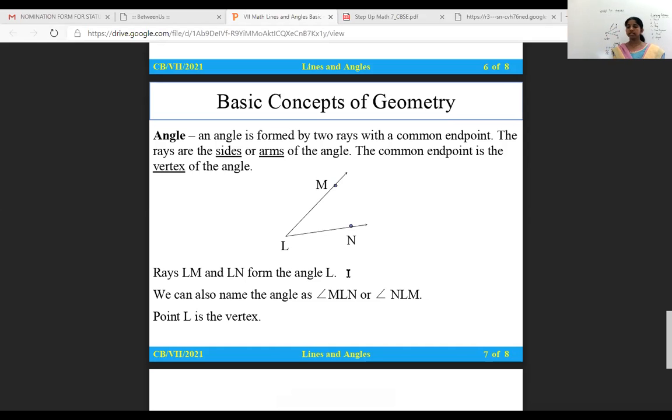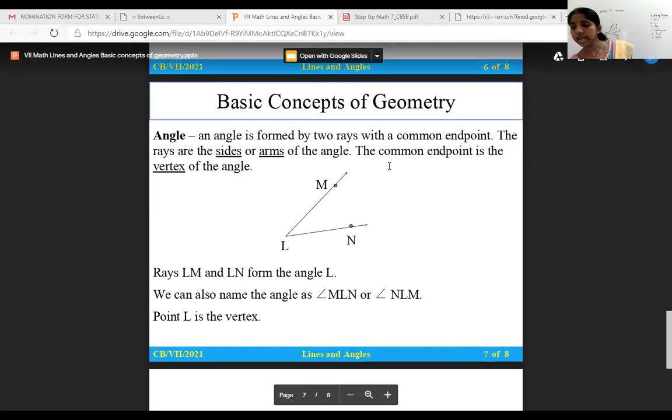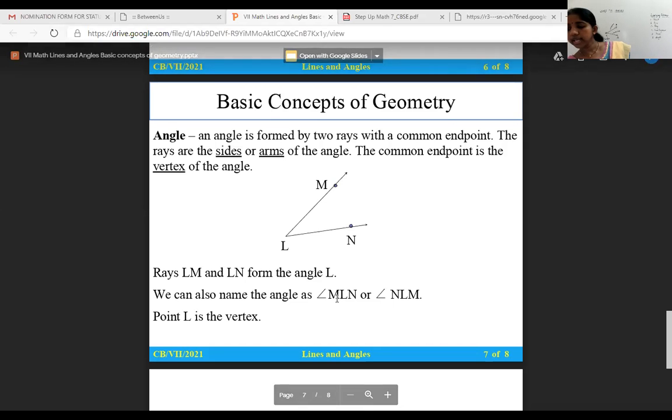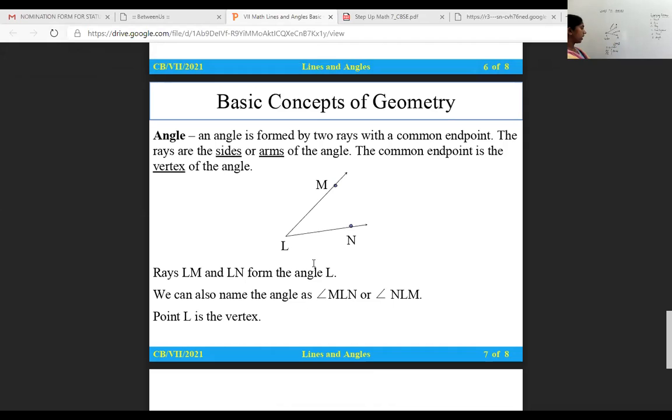So they have written the example here. Rays LM and LN form the angle L, and we can also name the angle like so. And one more thing, not only in this way, we can name it as angle AOB. You can read it from upper to down or down to up. That is angle BOA. Both are the same, angle AOB and angle BOA. Both ways you can read it. So how to measure the angle, that is using the protractor, which we will be studying in the next one. Before that, we will see one more video here.